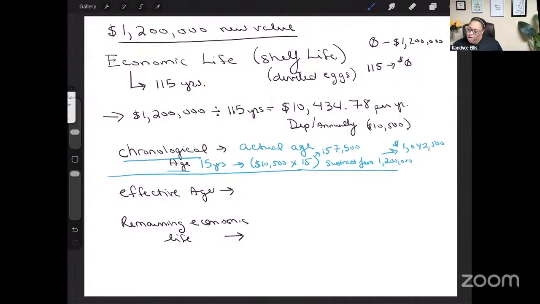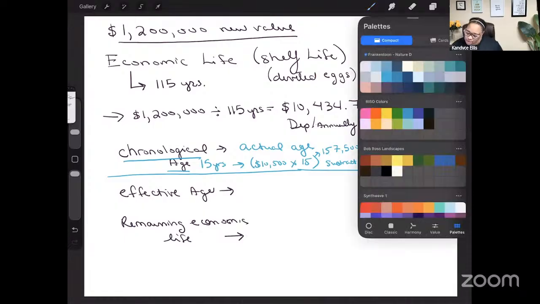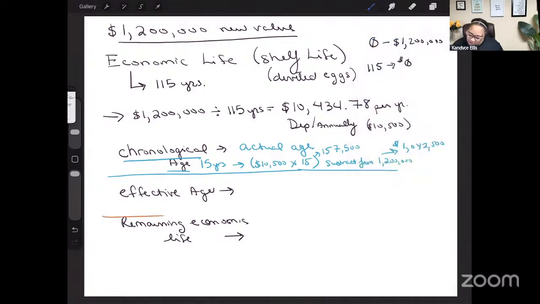Another option they could give you would be the effective age. This is the age that it feels like.